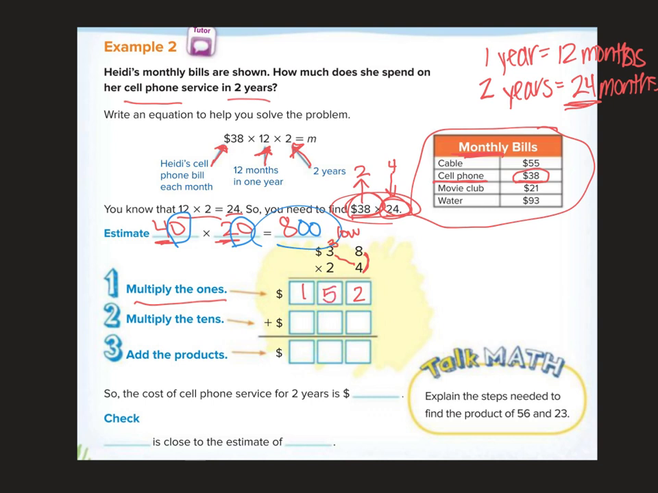Now we're going to multiply the tens. Remember, this is not 2, it's 20. It's a multiple of 10, so we know there's going to be a 0 in the ones place. Okay, then I'm going to just go through and multiply.